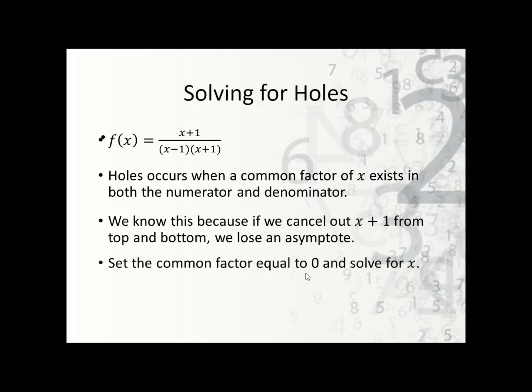To find our hole, then, we just set that factor equal to 0. So x plus 1, we set it equal to 0. Subtract 1 from both sides, and we get x equals negative 1. So that's where my hole occurs.